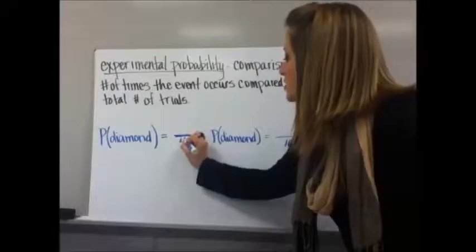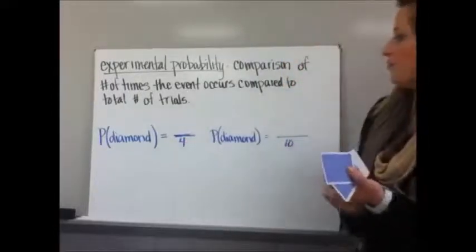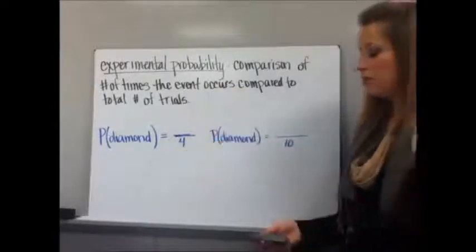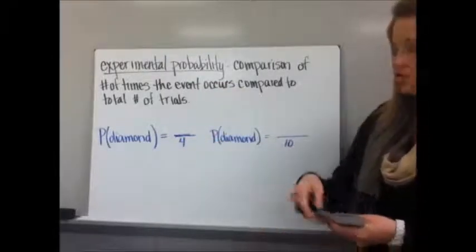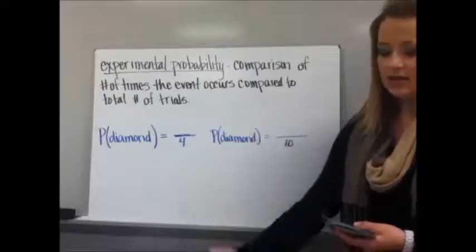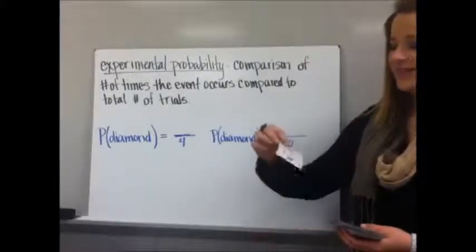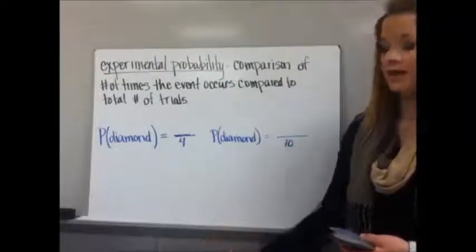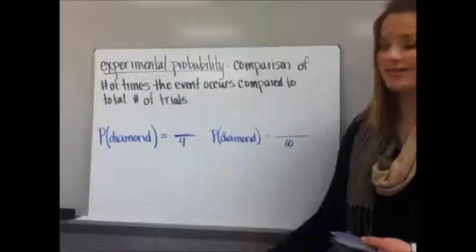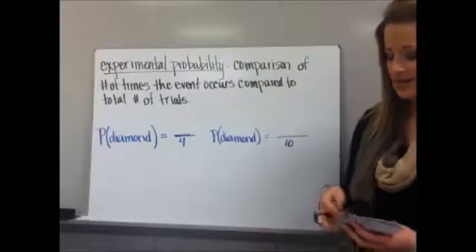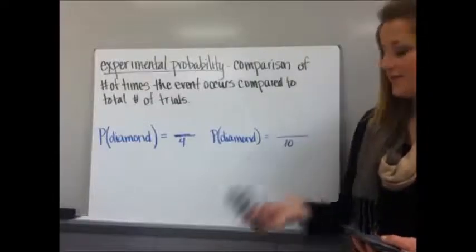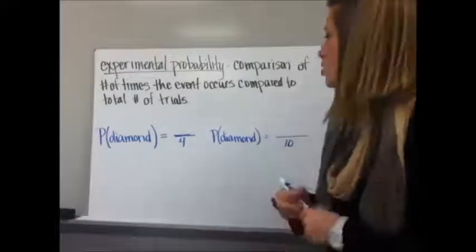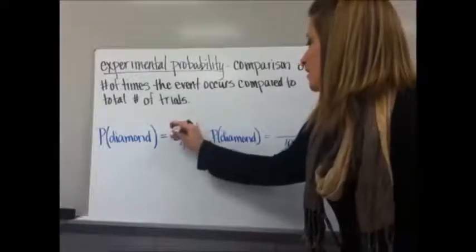So for the first set, we're going to have 4 trials because it's a comparison of the number of times the event occurred out of the total number of trials. So I'm going to pick 4 cards from this deck. I have an 8 of clubs, a 2 of hearts, a 2 of diamonds, and a 7 of spades. So of those 4 trials, 1 time the desired event occurred.